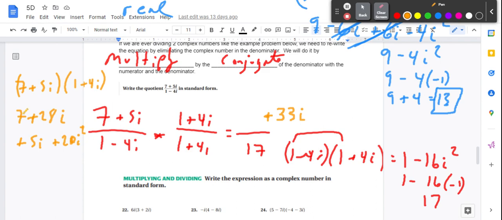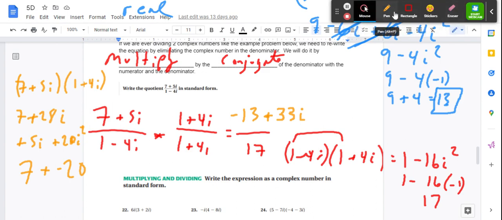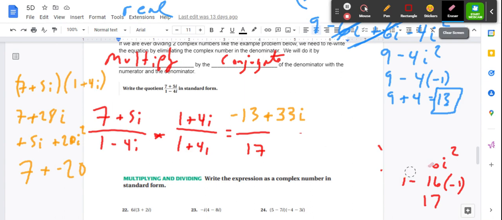Now simplifying the numbers down, 7 plus 20i squared. Well, 20i squared is going to be negative 20 because i squared is negative 1. So 7 plus negative 20 is negative 13. So in full, if we were to rewrite this in standard form, we have negative 13 plus 33i over 17.